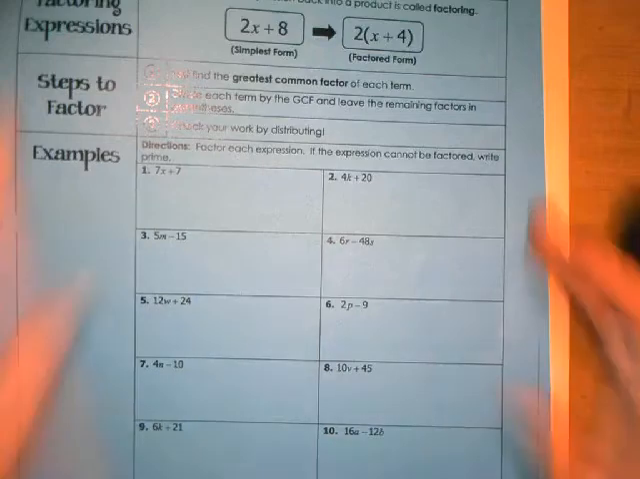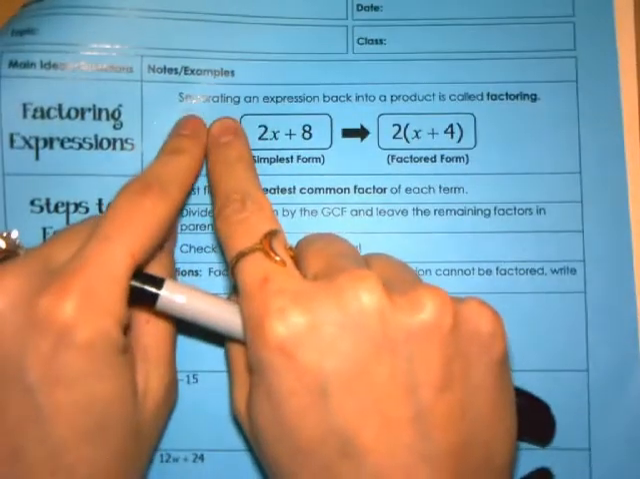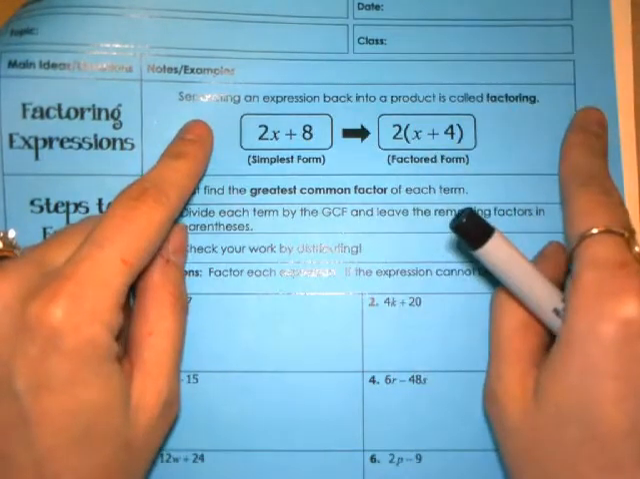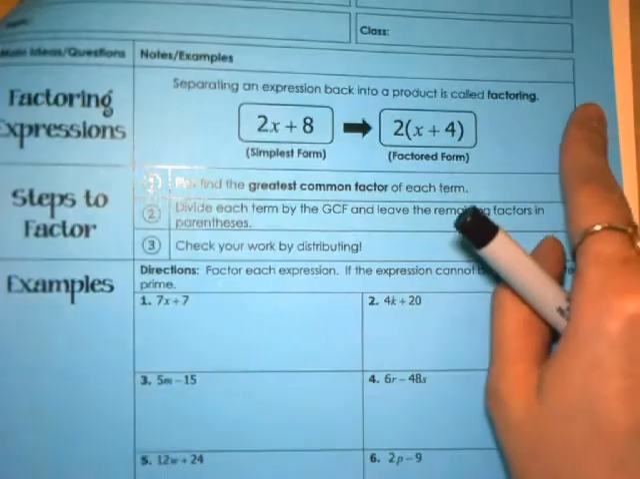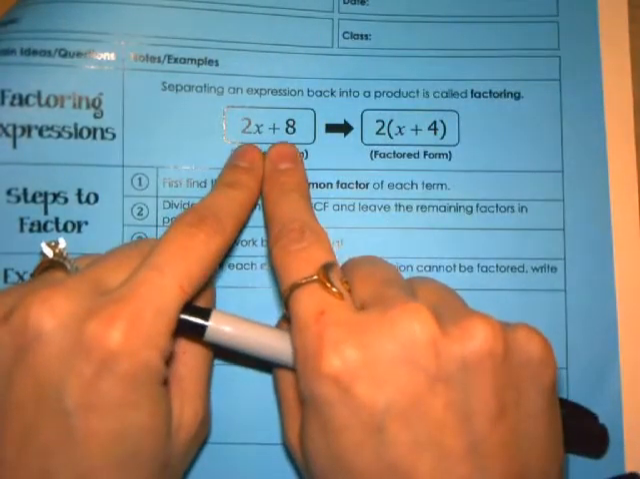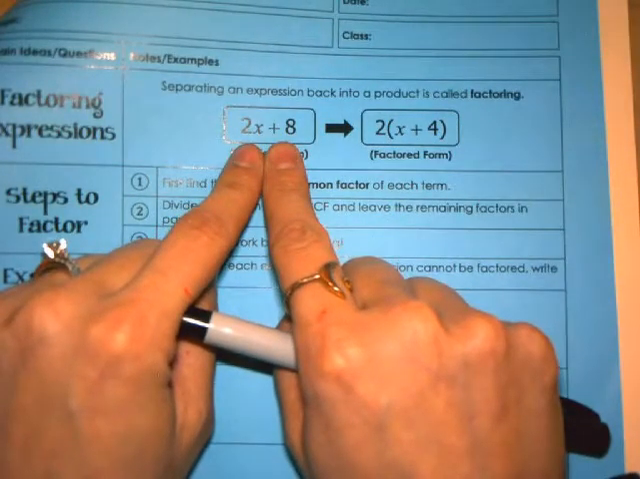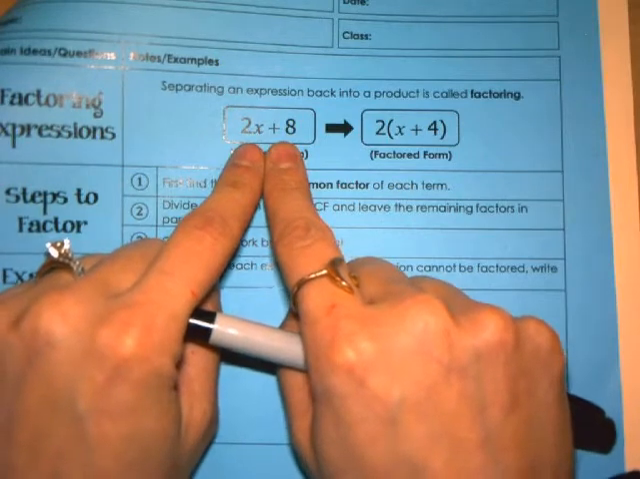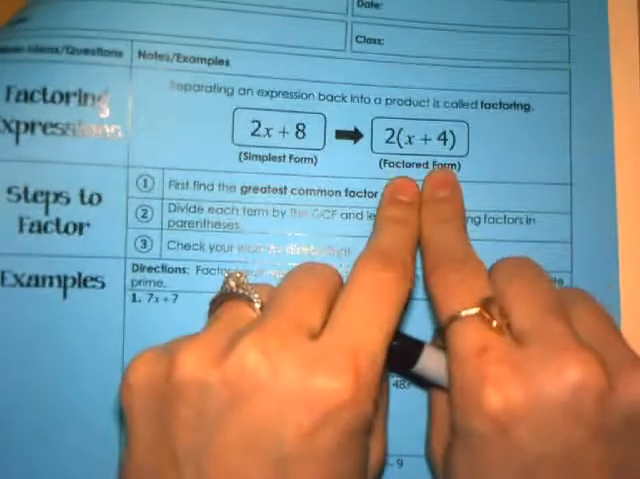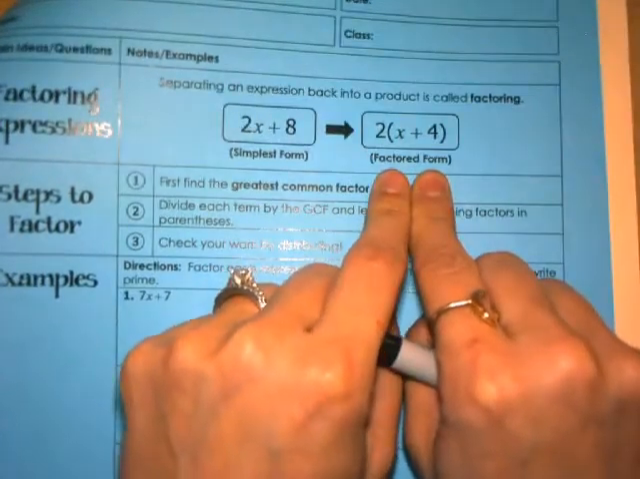So factoring expressions, if you guys look up at the very top where it talks about factoring expressions, it's separating an expression back into a product, called factoring. So for your homework quiz today and for the lesson that we just finished, putting our answers in simplest form, you are now going to take your answer that you put in simplest form and convert it to an answer that is in factored form.